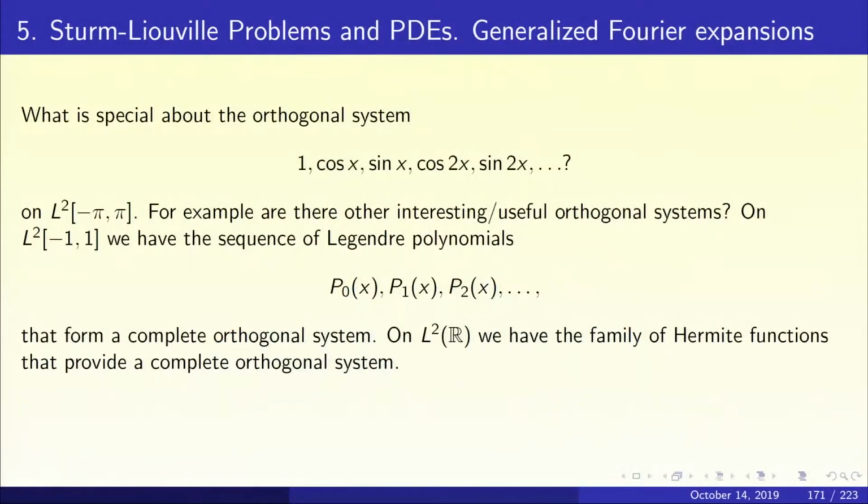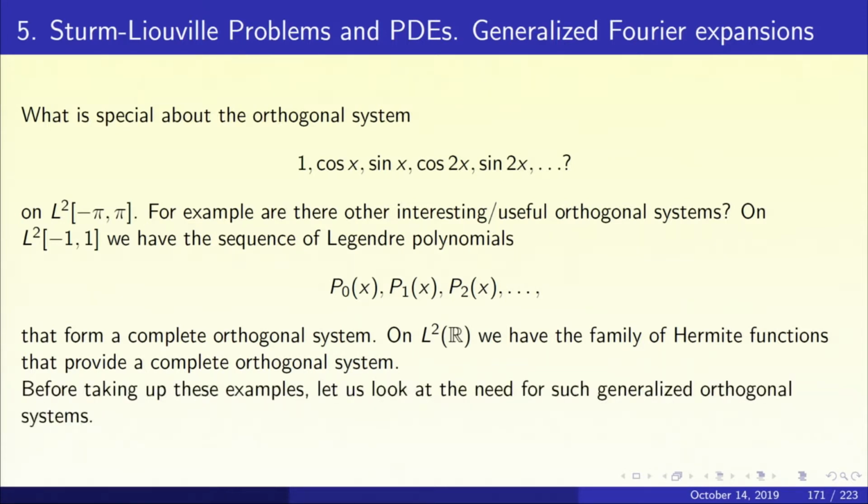Let us look at L2 of the real line. That's also a very nice Hilbert space. So, for example, when you look at problems in quantum mechanics on the infinite real line, you will encounter this Hilbert space and you will have to work with orthonormal systems in this Hilbert space, and a classic orthonormal system on L2 of R is a family of Hermite functions that play a very important role in the quantum mechanical harmonic oscillator. We already encountered Hermite's differential equation before. We shall encounter this later when we study this particular orthogonal system of Hermite functions.